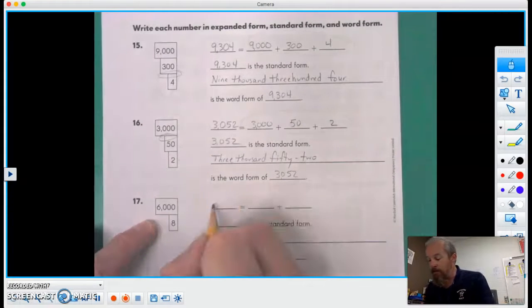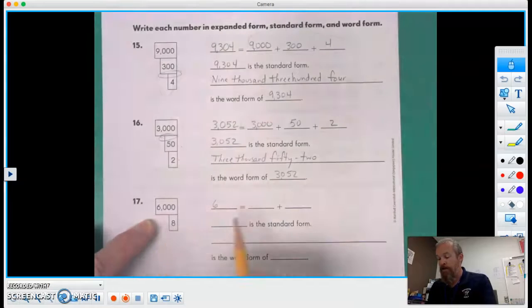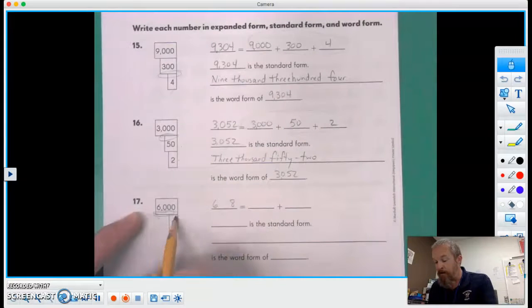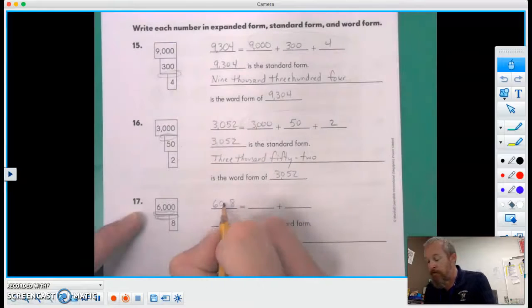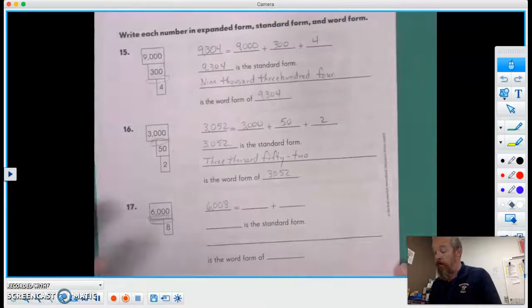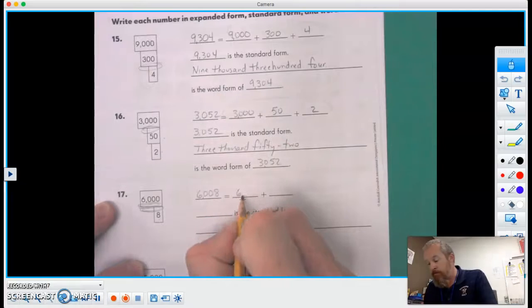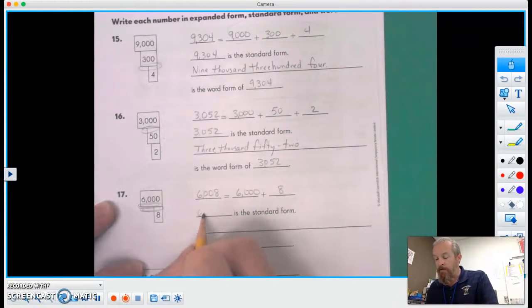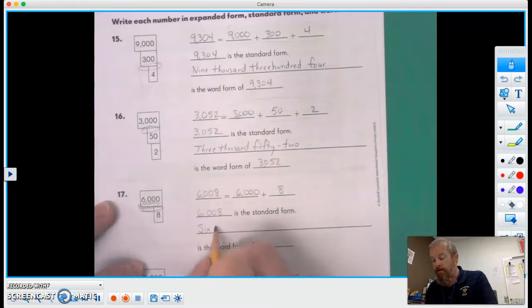So we have a 6 in the thousands, and we have an 8 in the ones, but I don't see any hundreds, and I don't see any tens. So we still have to include that place value. So important. 0, my hero, right? So we have 6,000 and we have 8. Our standard form is 6,008. Word form, a 6 and then the word 1,000, 6,008.